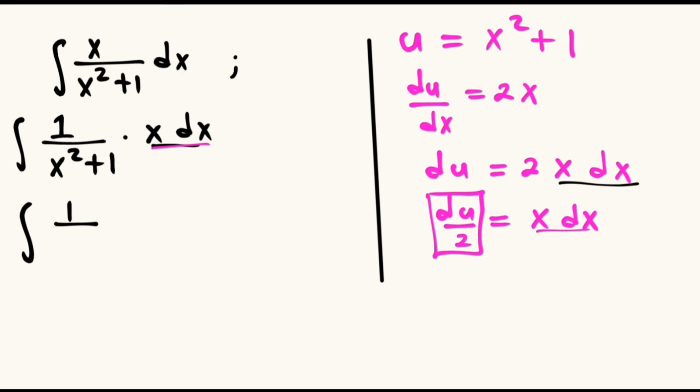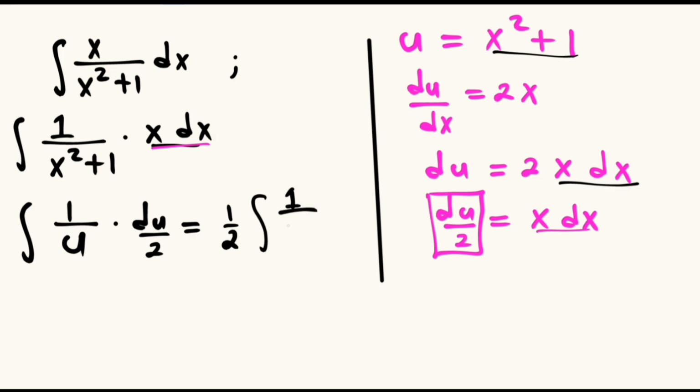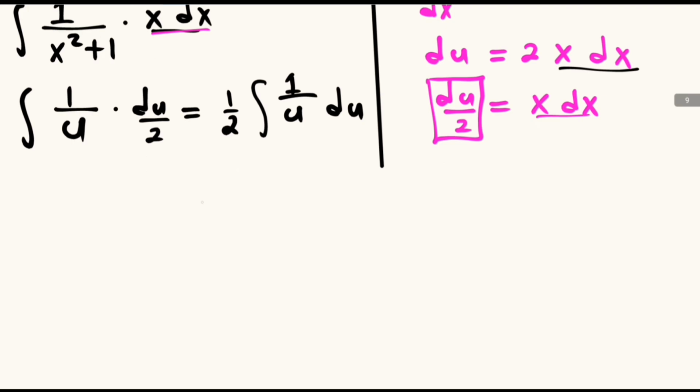We have the integral of 1 divided by x squared plus 1, but we substitute u where there is x squared plus 1, and x dx is equal to du divided by 2. So we push the 1 over 2 out of the integral and we'll be left with 1 divided by u multiplied by du inside the integral, and this will be equal to 1 over 2 multiplied by the integral of 1 over u, which is ln of u plus c.